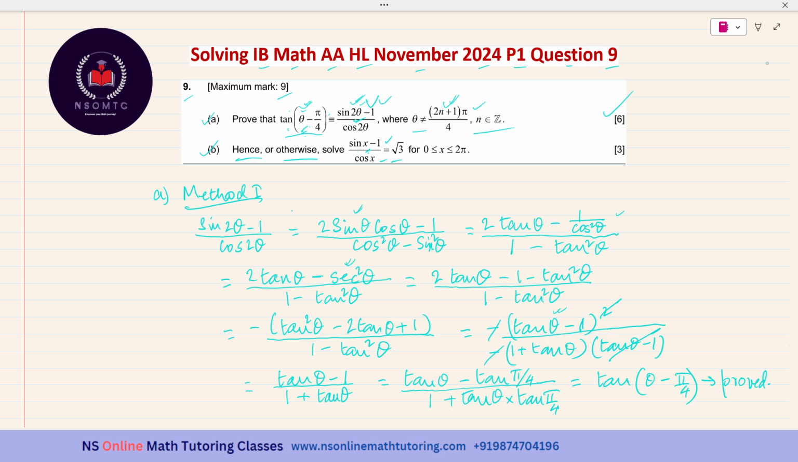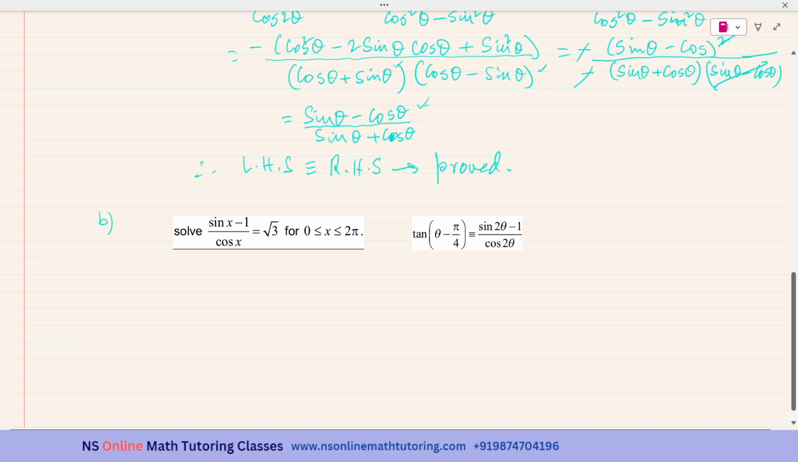Okay, which will be equal to root 3, and we have to solve this for x greater than or equal to 0 but less than or equal to 2 pi. It is containing 3 marks. So this is the subpart B's question. I have written this expression down, and this was the expression, the identity that we had proved in subpart A.